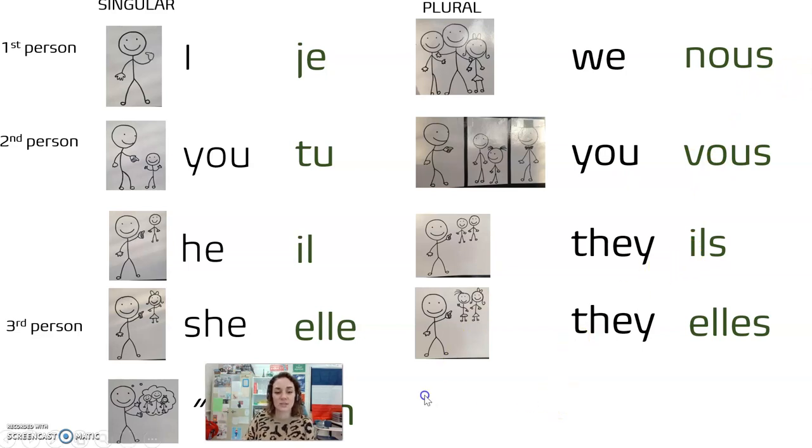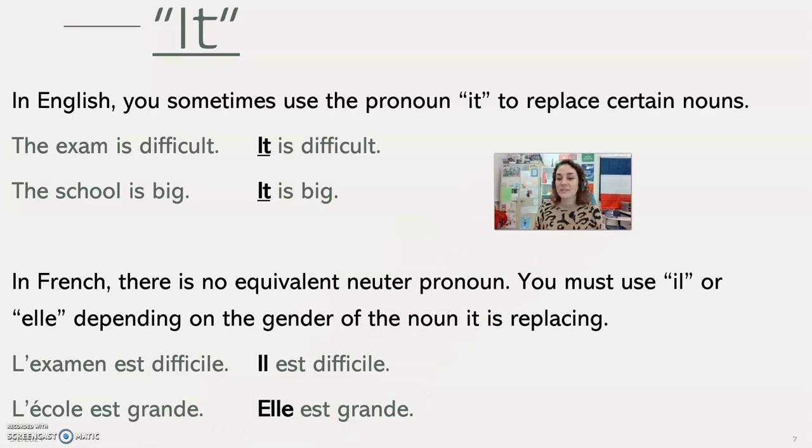Here's a few extra things we need to know. Where's it? There was no it on that poster. In English, you use it all the time to replace stuff. The test is difficult. It is difficult. The school is big. It is big. Well, there is no it.